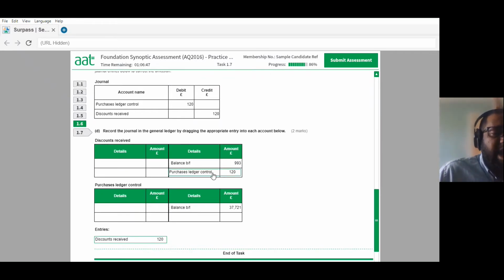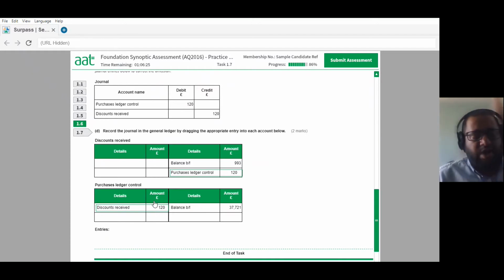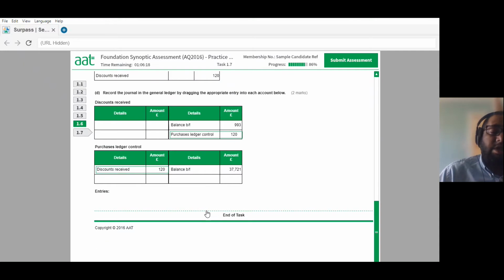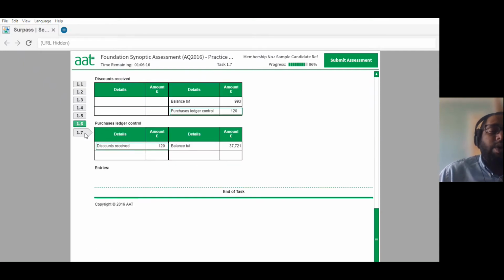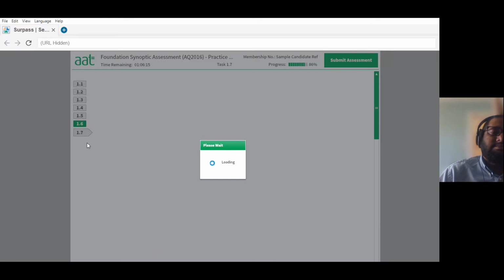Why? We cannot use the entry which says discount received in the same type of account. If it's discount received here, we cannot say discount received here in the detail as well. It has to have the name of the opposing T account. So this one will be going on that side. That way, this is reducing the balance of your purchase ledger control account, because when you receive discount from your suppliers, you are actually reducing the amount you owe to your supplier. So that's fine. Now let's go into question number 6.